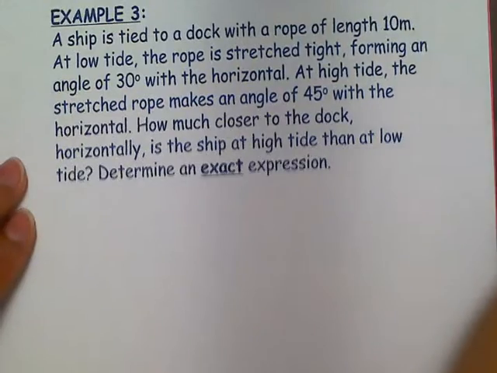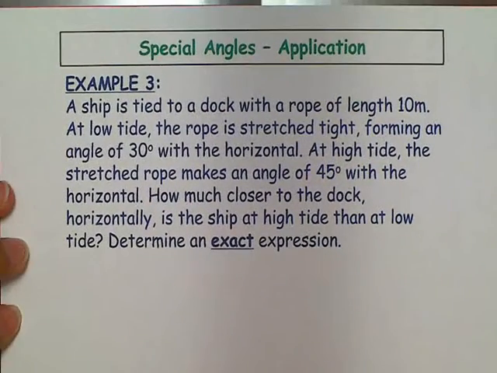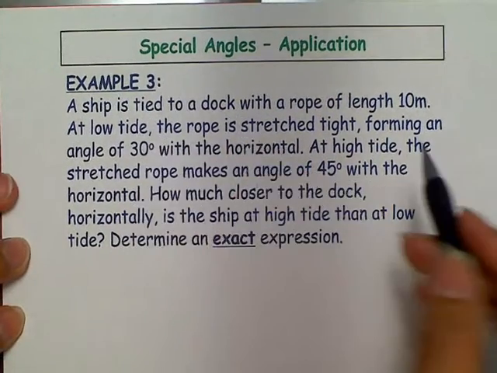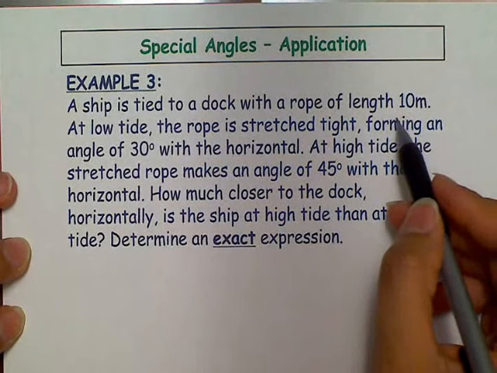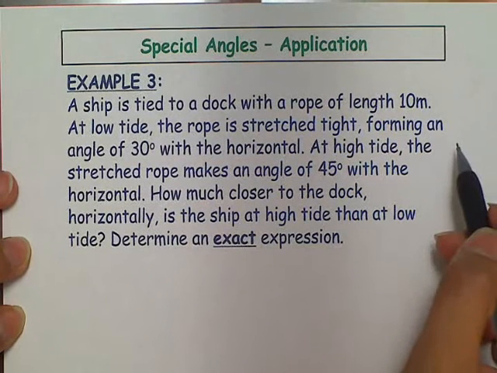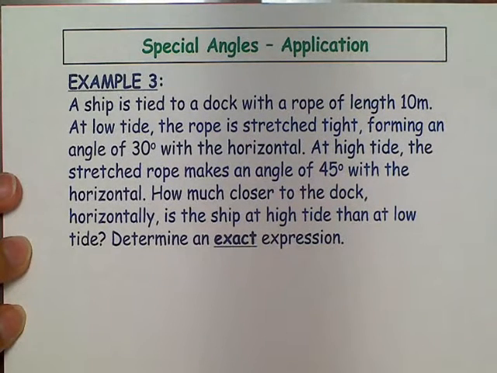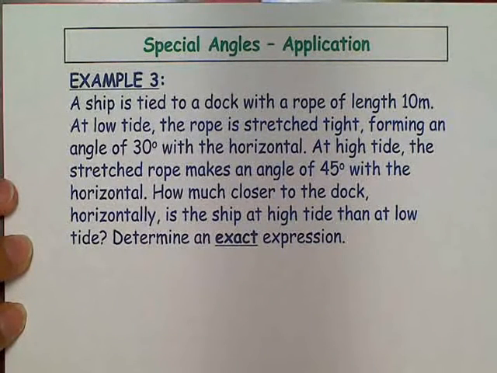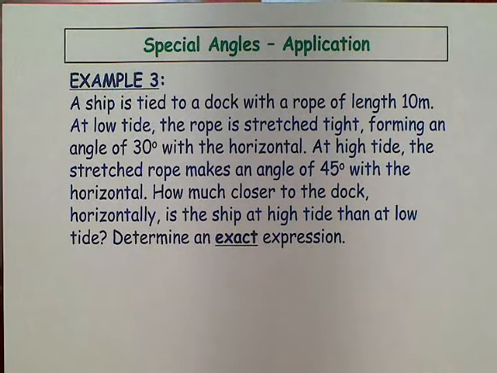Okay, for the final question, this is an application question that relates to special angles. And it says a ship is tied to a dock with a rope of length 10 meters. At low tide, the rope is stretched tight, forming an angle of 30 degrees with the horizontal. At high tide, the stretched rope makes an angle of 45 degrees with the horizontal. How much closer to the dock horizontally is the ship at high tide than at low tide? And then determine an exact expression.